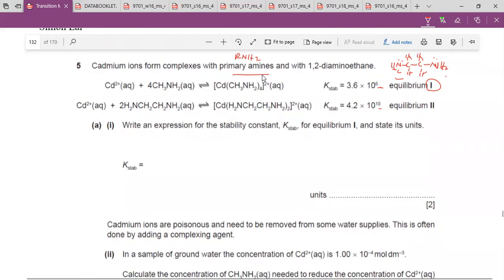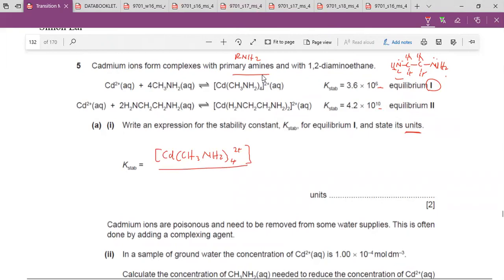It's 4, 2. Of course, here they didn't tell you whether it is square planar or tetrahedral. Don't care. Normally these big fellas are all square planar. Write the expression for a stability constant for one state. It's state units here, so 2 marks. Remember here there is no water, so we don't have to worry. So it's Cd(NH3)4, 2 plus, just put brackets here.